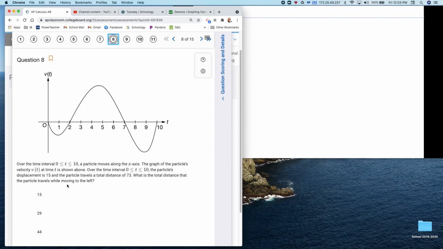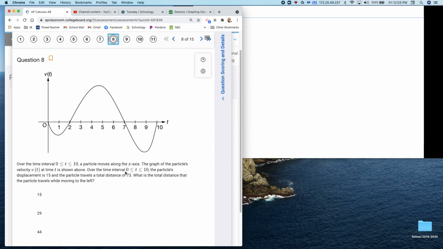You have this interval 0 to 10, and a particle moving along the x-axis. That just means it's going to the left or to the right. That's all that means. It really doesn't have anything to do with this graph. This is not the graph of the particle's position, it's the graph of the particle's velocity. When velocity is negative, the particle is moving to the left. So between 0 and 2, the particle is moving to the left. Between 2 and 7, it is moving to the right. And between 7 and 10, it is moving left again.